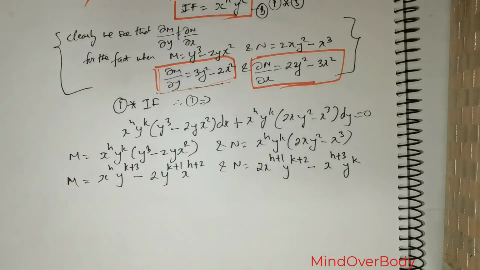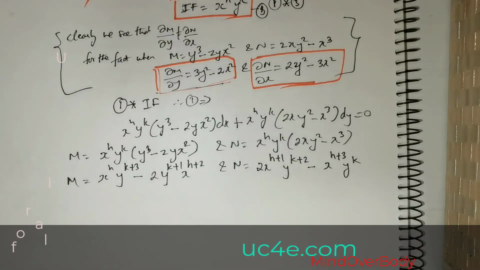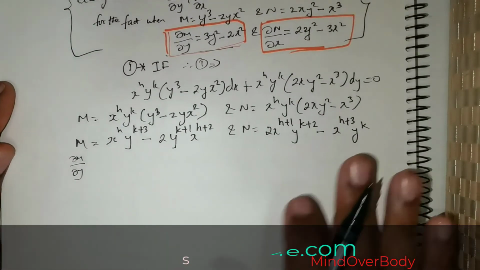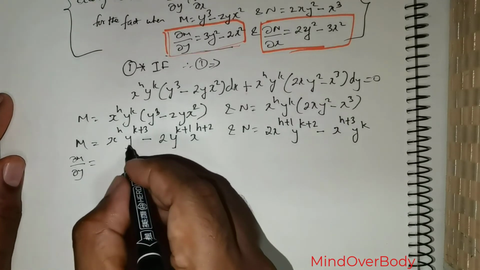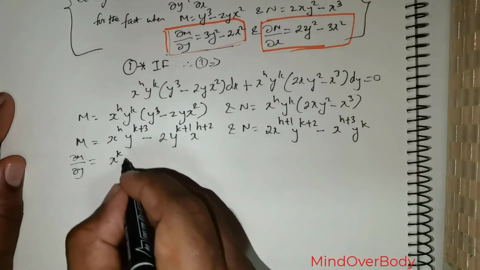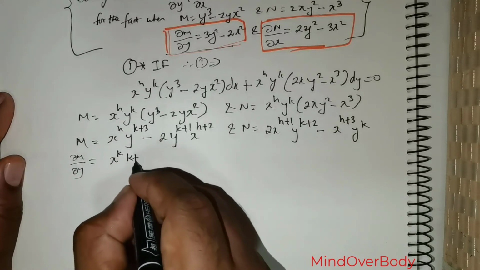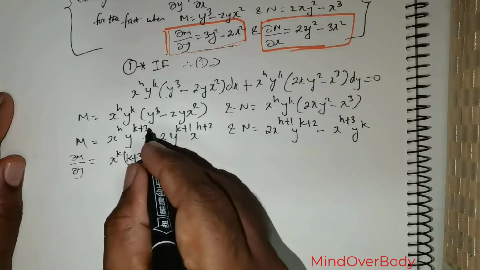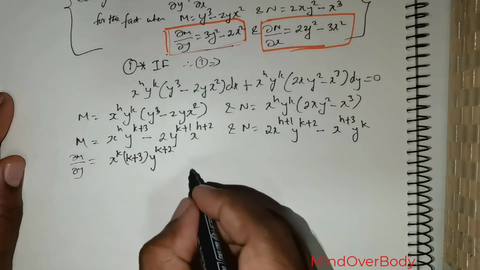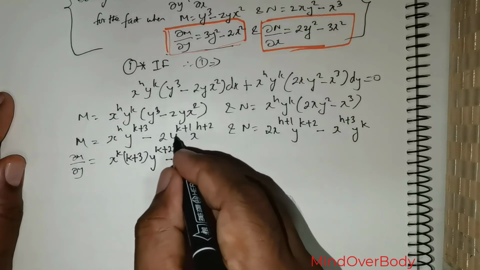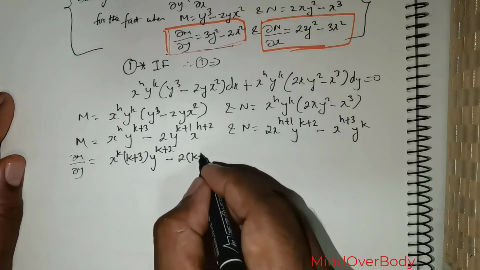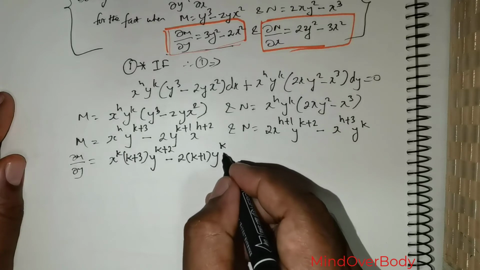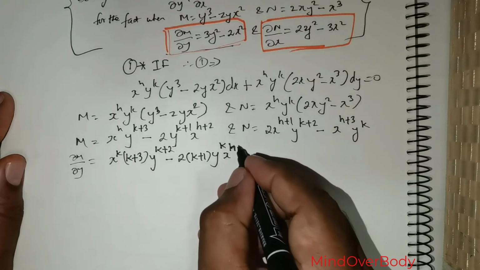So now what we have to do is find ∂M/∂y. So ∂M/∂y is equal to, differentiating this with reference to y partially, x to the power of h stands as it is, so this is going to be k plus 3 times y raised to the power of k, I reduce it by 1, so it's going to be k plus 2, minus 2 times the differentiation of this with reference to y, which is going to be 2 times k plus 1 times y raised to the power of k plus 1 minus 1, that's going to be k, right, times x raised to the power of h plus 2.